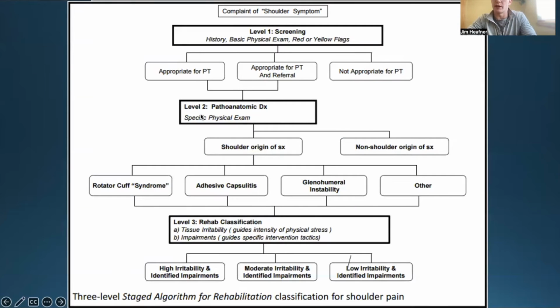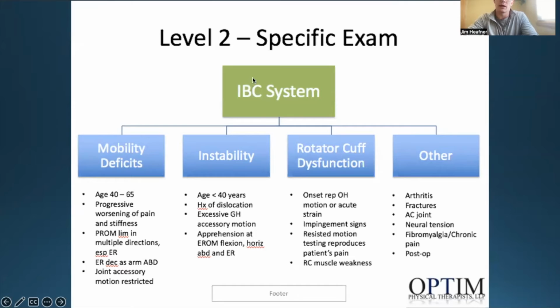So level 2 is figuring out the origin of symptoms. From our specific exam, we're going to see if it's a mobility deficit. These are not in the same order as the prior one. So if it's a mobility deficit, meaning is it something adhesive capsulitis related, or is it more tissue extensibility? Is it instability related, rotator cuff dysfunction, so a muscle power deficit, or other? Those same 4 categories.